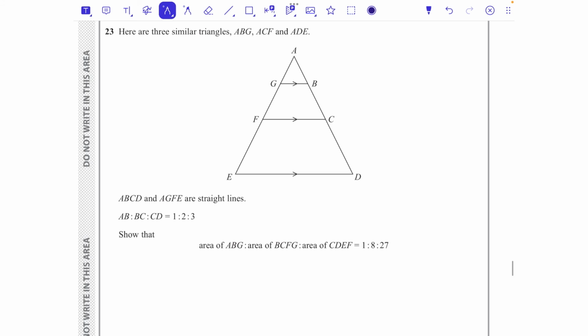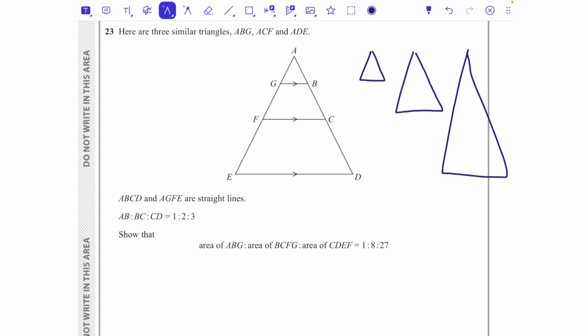Okay, question number 23. Here are 3 similar triangles, ABG, ACF, and ADE. Now, I think with these questions, it's easier to draw them separately. So let's say we've got the small triangle like this, then we've got the medium triangle like this, and then we've got the big triangle like this. And they're similar triangles, so they're just enlargements of each other. Now it says A to B, B to C, and C to D are in the ratio 1 to 2 to 3. So this triangle has a side length of 1, this triangle has a side length of 3, and this triangle has a side length of 6. Okay, so that's going to come in helpful for our linear scale factors.